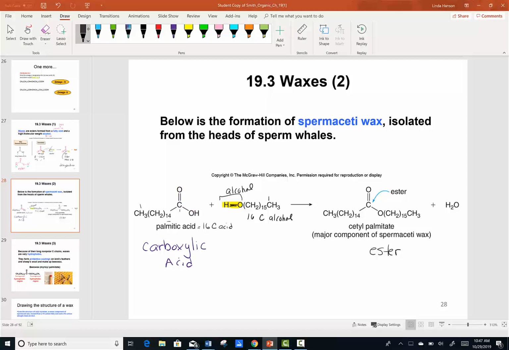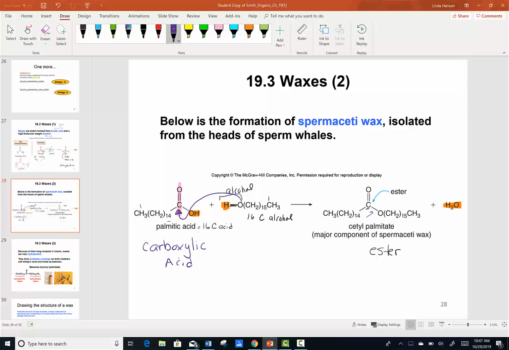So when I think about what happens, the C double bond O, that's the carbonyl carbon, is now going to be attaching to the oxygen from the alcohol, and we split out the H from the alcohol and the OH from the acid, and we make a water, HOH. And the new site of attachment is now this ester linkage between the original carbon of the carboxylic acid and the oxygen from the alcohol.